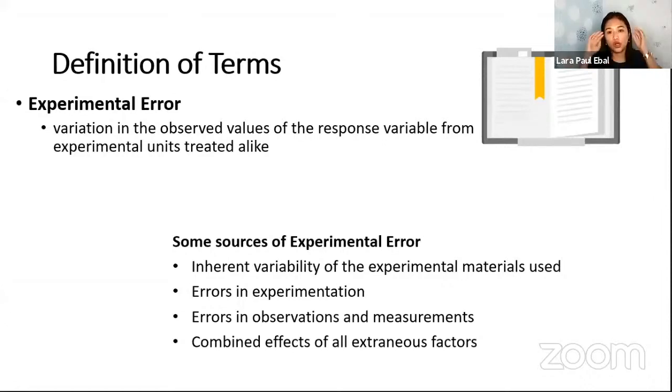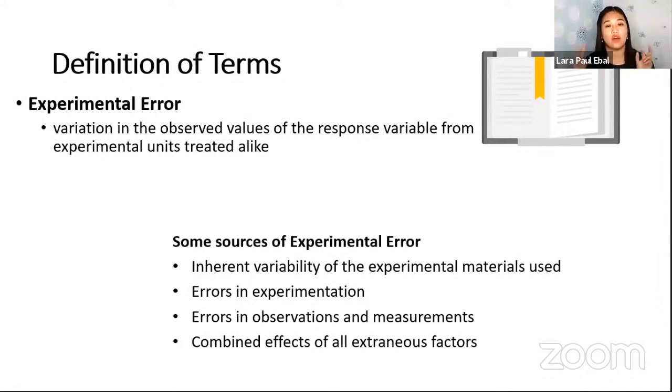And then you also expect that these experimental units must have the same responses or outcomes, or at least they are close to each other, right? Now if they are different, or there are discrepancies or differences among the responses from these experimental units, then that's incorporated in the experimental error.